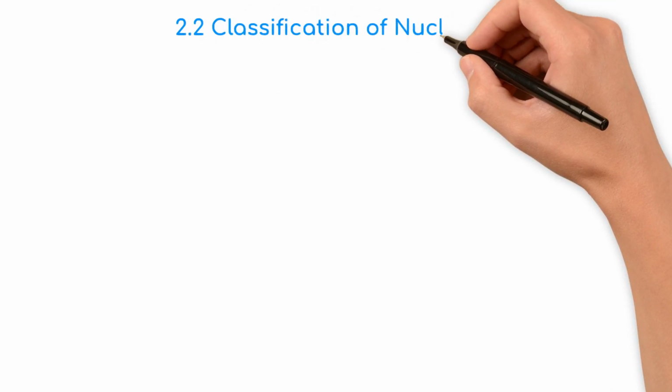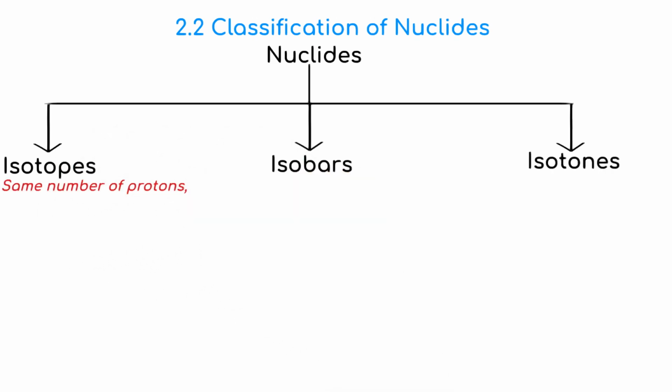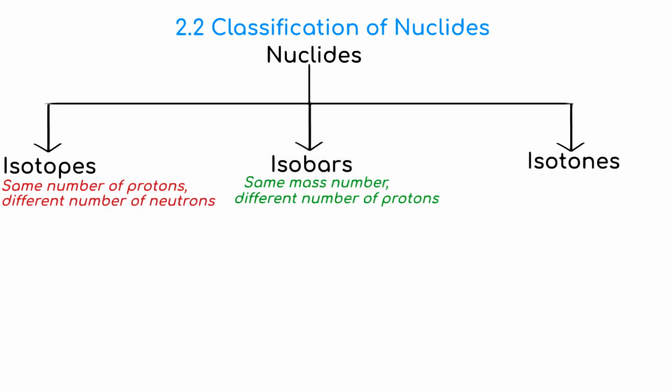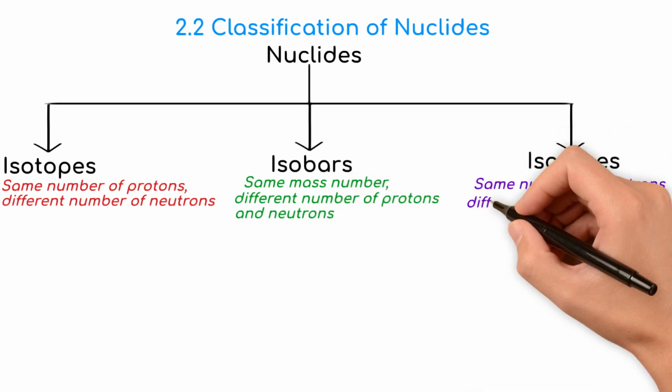Classification of nuclides. Nuclides can be isotopes, isobars, or isotones. Each category has something that is similar and something that is different. For isotopes, they have the same number of protons but different number of neutrons. For isobars, they have the same mass numbers but different number of protons and neutrons. While for isotones, they have the same number of neutrons but different number of protons.